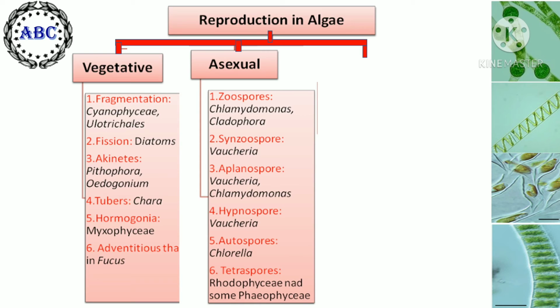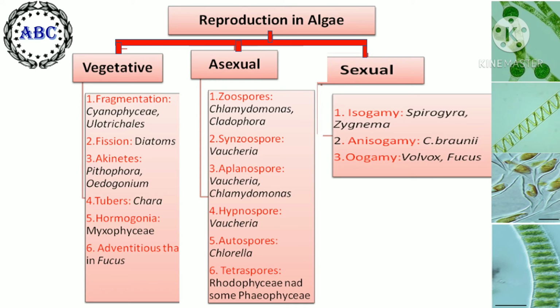And last one is tetraspores. Tetraspores are non-motile spores formed in some members of Rhodophyceae and Phaeophyceae. In Polysiphonia, tetraspores are formed in tetrasporangia by reduction division on special tetrasporophytic plants. All that is about the asexual reproduction.